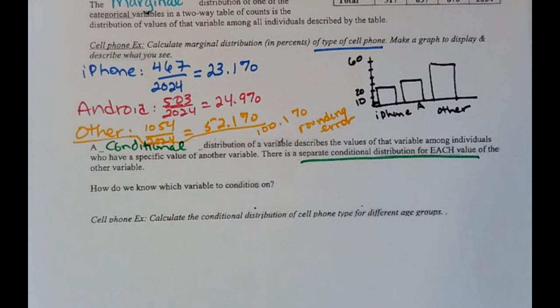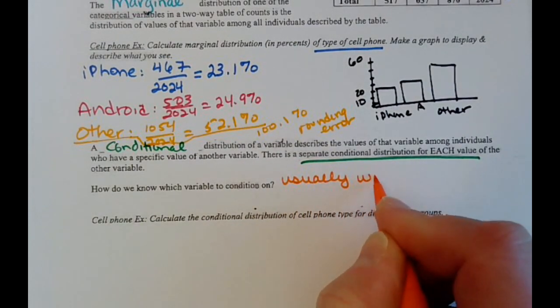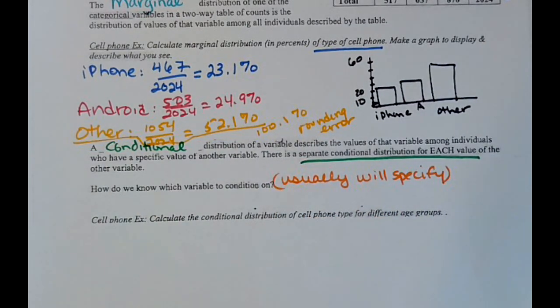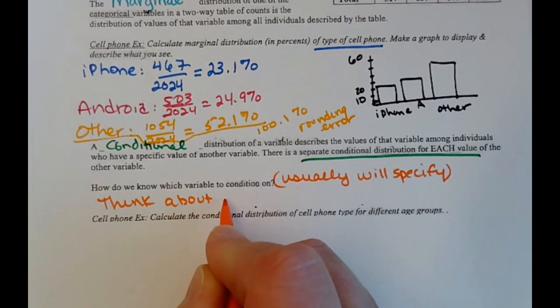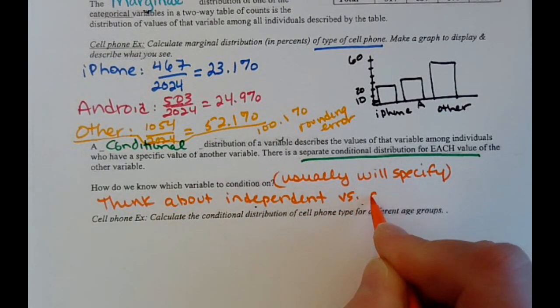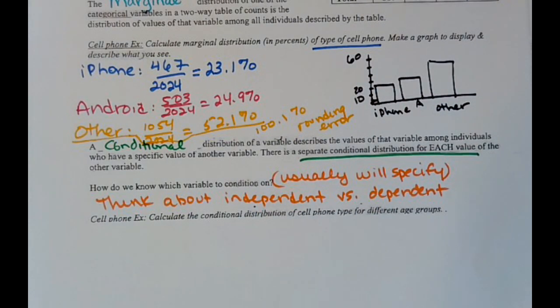And how do we know which variable to condition on? How do we know what we're talking about? Usually we're going to be told, but we want to think about independent versus dependent variables. What are we looking at? We want to think about explanatory versus response.